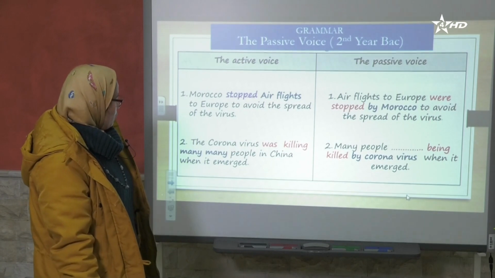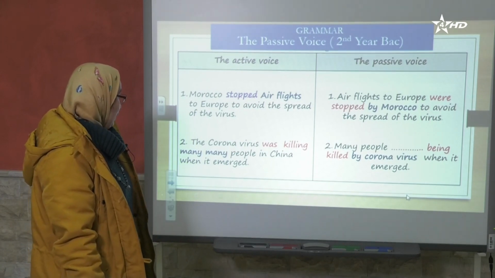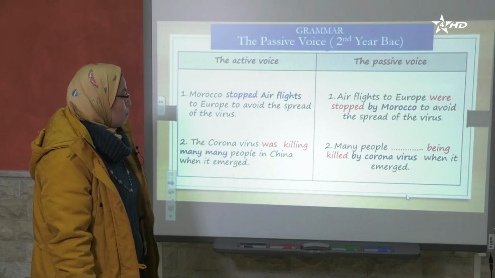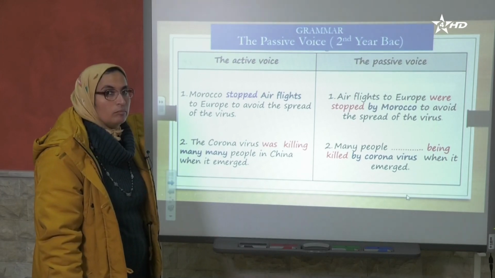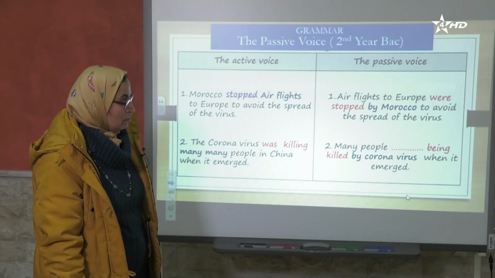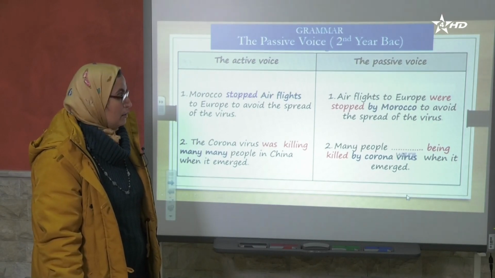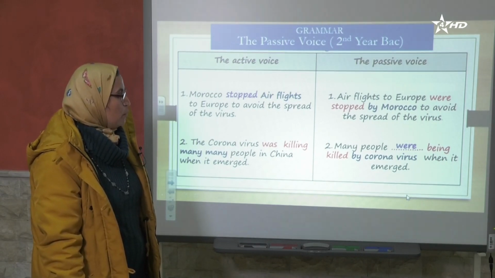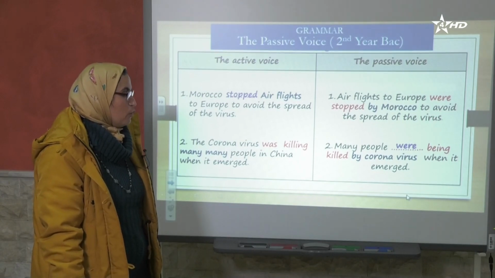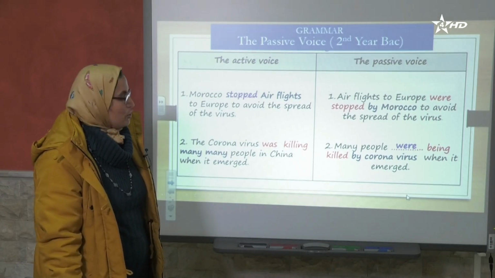The second one, many people, or the coronavirus was killing many people in China when it emerged. Many people, what do we need there? Yes, we need to complete the form of to be. What do we need? Were. Great. Many people were being killed by coronavirus when it emerged.